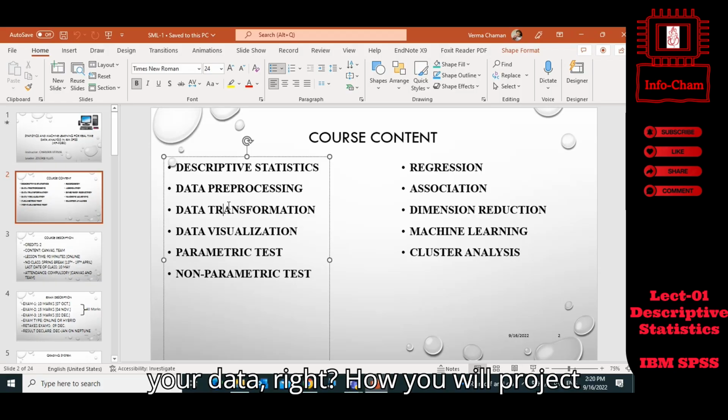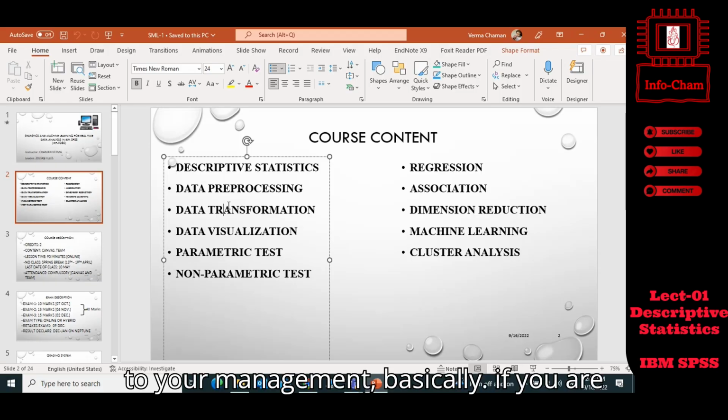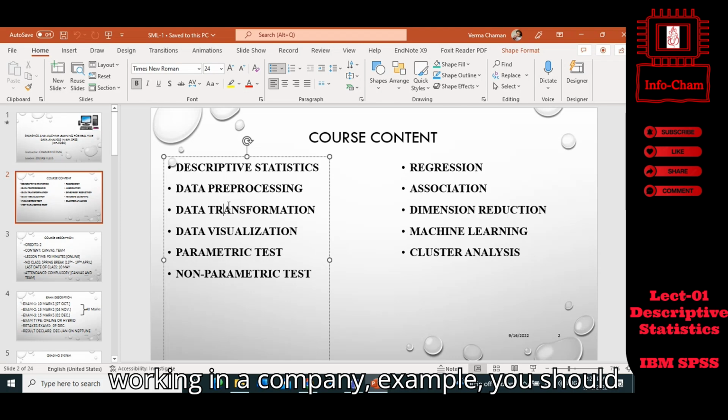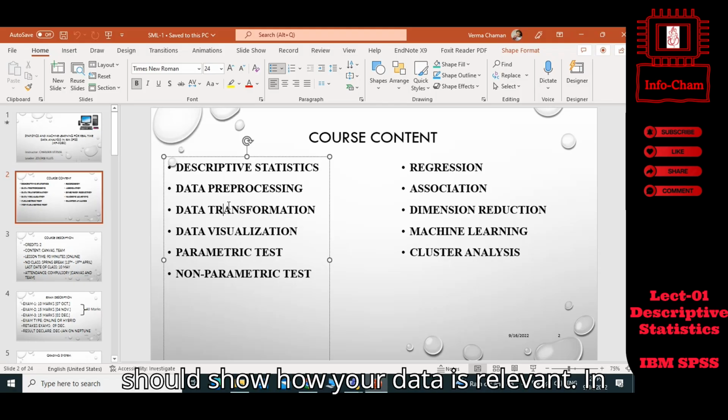how you will show your data, right? How you will project your data to the audience, or maybe to your management. Basically, you know, if you are working in a company, for example, you should show the data in a graphical way, and you should show how your data is relevant. In that case, graphical visualization is most important.